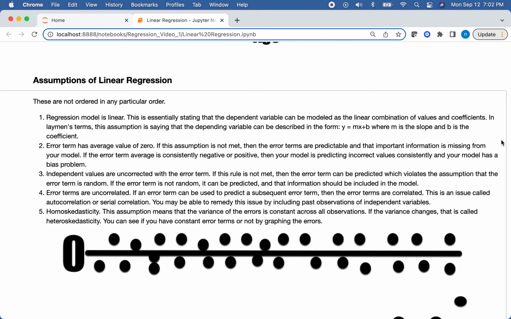The fourth assumption is that error terms are uncorrelated. If they are not uncorrelated, an error term can be used to predict a subsequent error term. Then the error terms are correlated. This issue is called autocorrelation or serial correlation. You may be able to remedy this issue by including past observations of independent variables inside of your model.